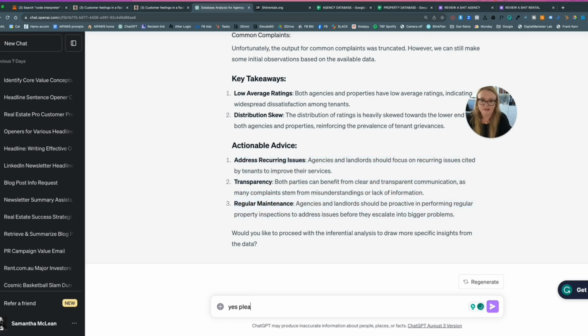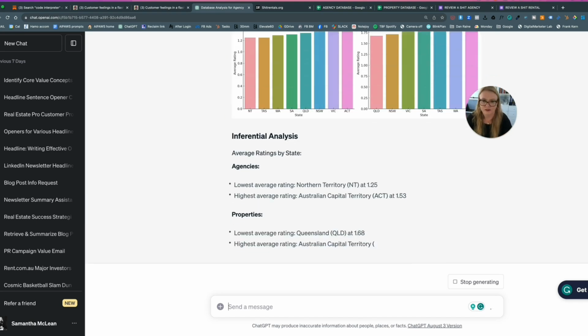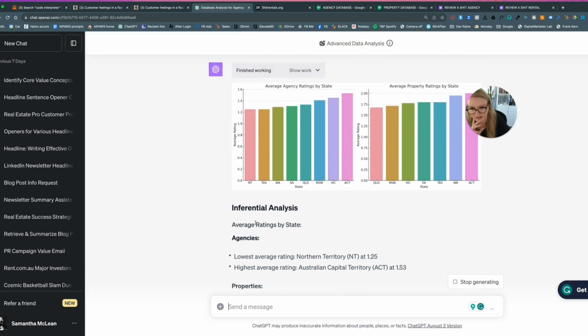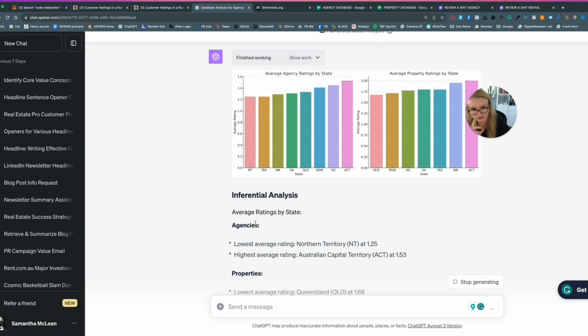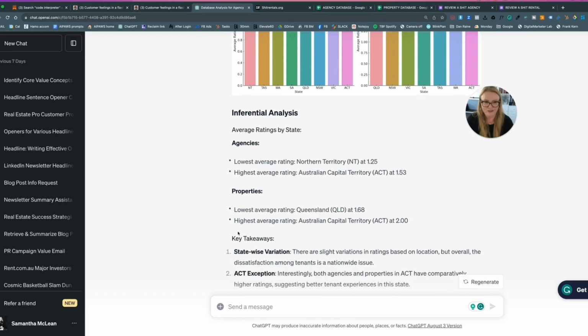I'm just going to say yes, please, because it's already asked me very politely what I want to know. All right, so it's given me ratings by state. I was wondering what it was going to give me here. Lowest average rating, Northern Territory at 1.5. Highest average rating, ACT. I have been saying that lately. Some of the best agents are in the ACT. And we're going there for AI-powered agents next month, so that's pretty cool.